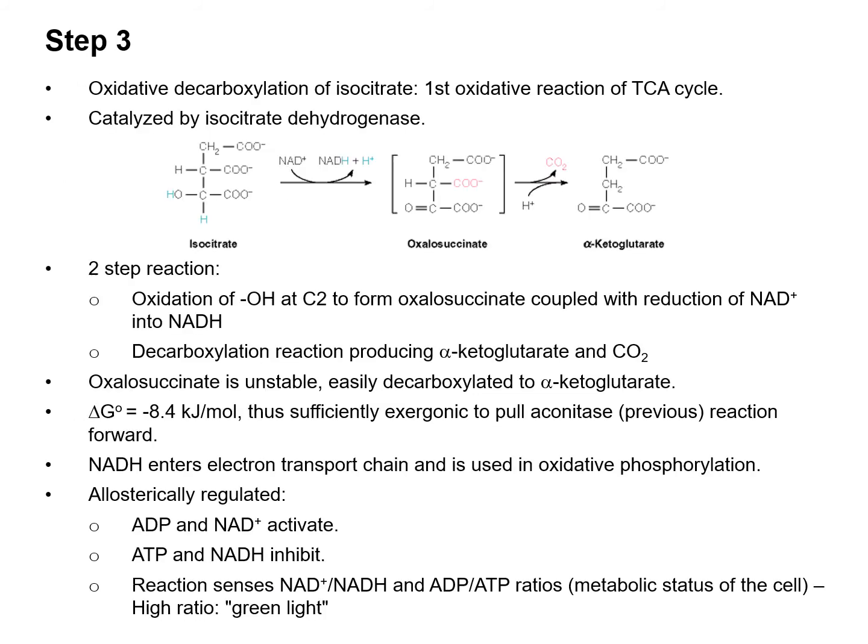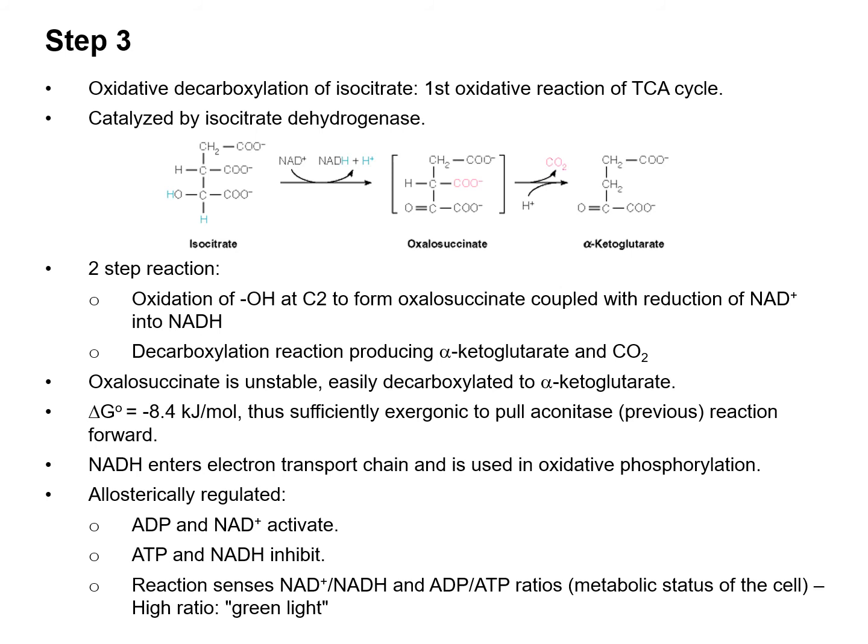In step 3, there is oxidative decarboxylation of isocitrate to form alpha-ketoglutarate. That is the first oxidative reaction of the TCA cycle, and that reaction is catalyzed by isocitrate dehydrogenase. This reaction is also a two-step reaction. For the first step, there's an oxidation of a hydroxyl group at C2 to form oxalosuccinate, coupled with the reduction of NAD plus into NADH and a hydrogen cation.